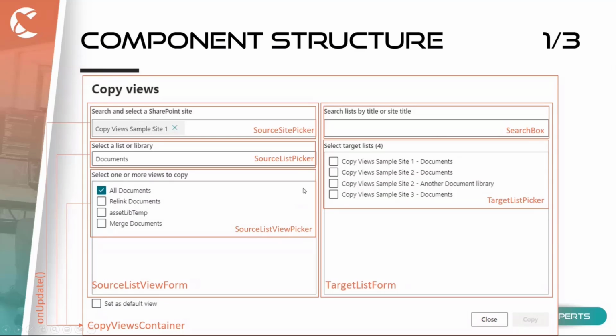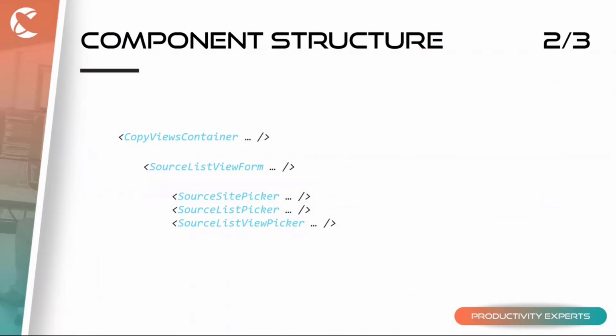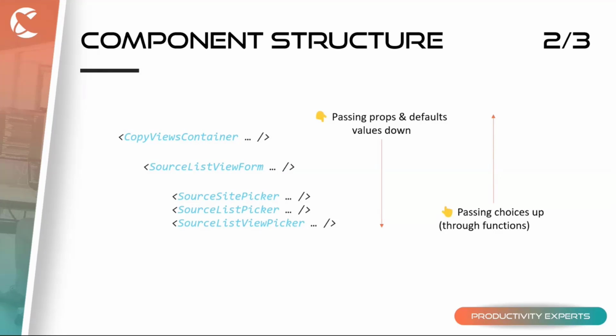Every time I change one of the values of one of the pickers, they'll communicate the value back to the central CopyViewsContainer. And when I click the copy button, which is on the right, it will start copying the tasks. So basically, in the structure of the React components, we are passing props and default values down through the pickers, and we're passing the choices back up through functions. And in the end, if you click the copy button, which is a primary button from the Fluent UI repository, it will start copying stuff.